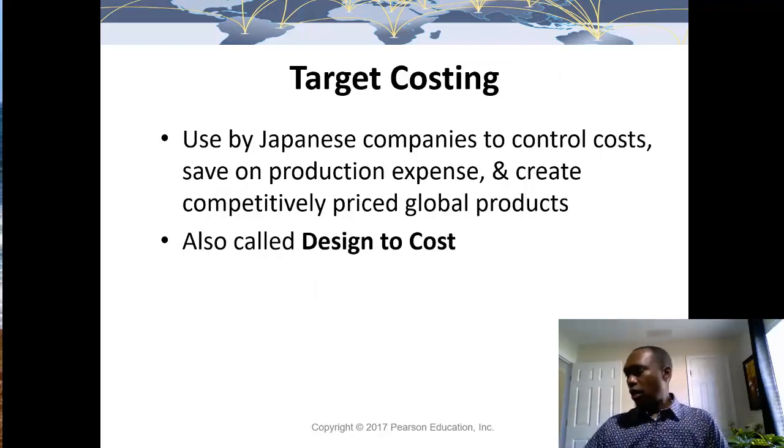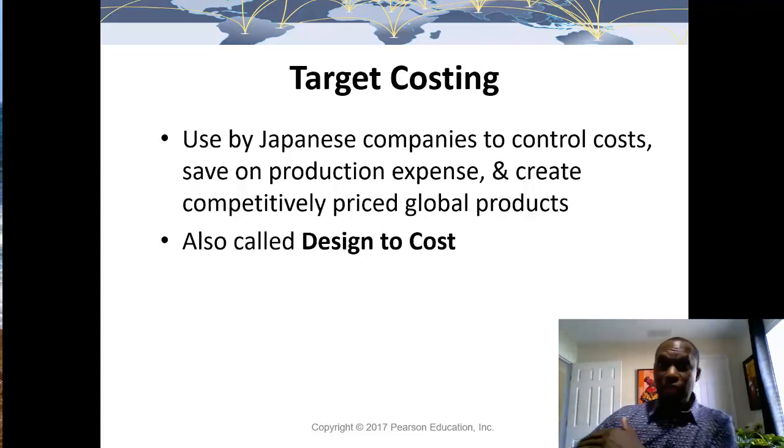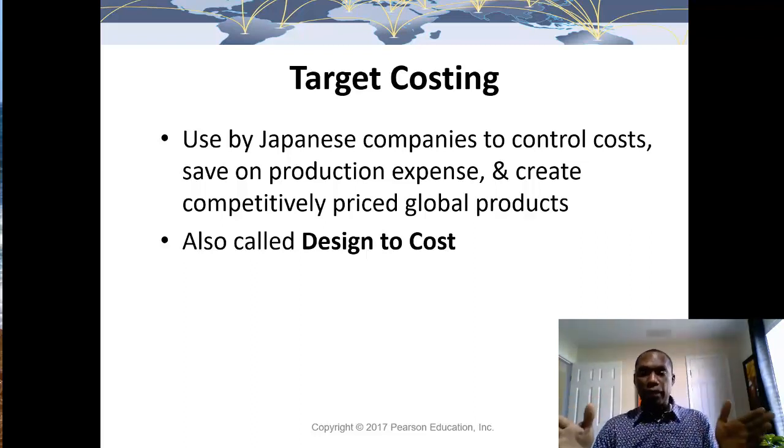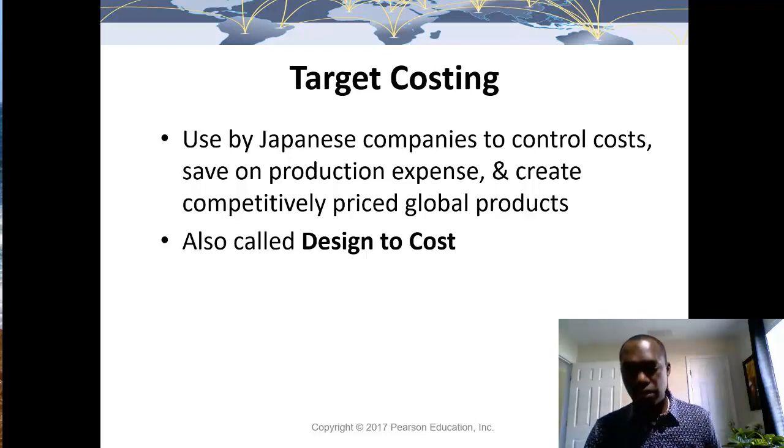So this idea of target costing, and you heard of this in principles of marketing, this idea of target costing, where you think of a price for a product that you want to make, and then you say, I'm going to make the best product that I can make at this price. So you're looking at a target. So it says here, used by Japanese companies to control costs, save on production expense, and create competitively priced global products. Also called design to cost.